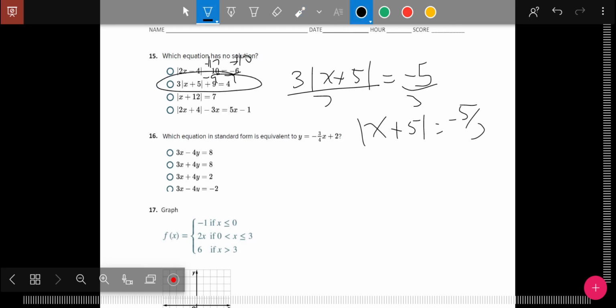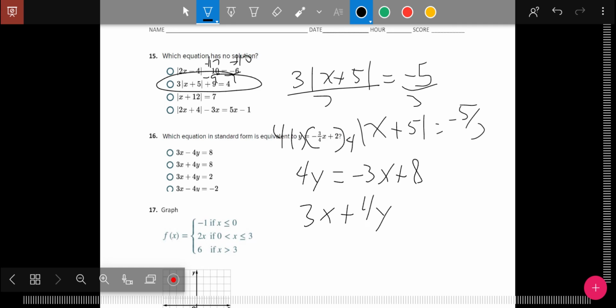Equivalent. Well, I'm going to times everything by 4. And so I get 4y equals negative 3x plus 8. I add 3x over, 3x plus 4y equals 8. 3x plus 4y equals 8 is that one.